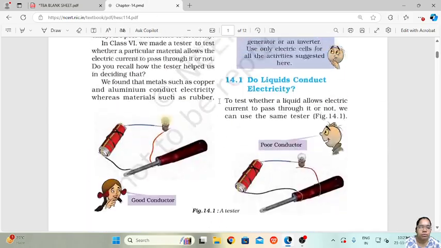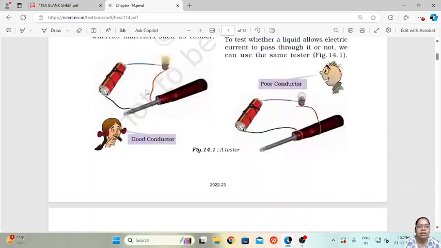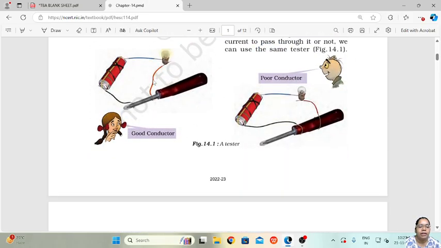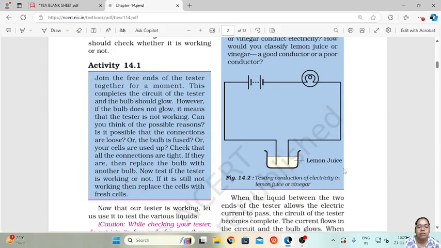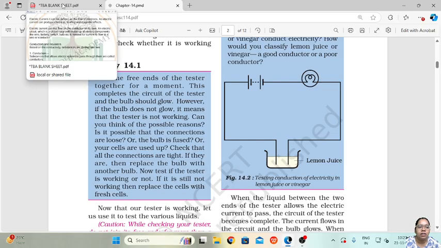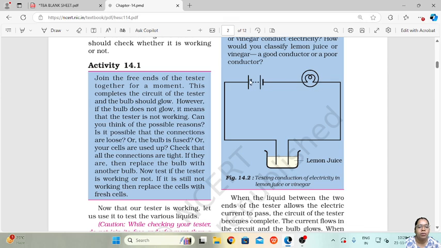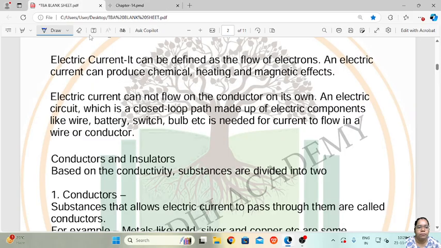So this is an electric circuit, wherein this is the battery source, this is the bulb, this is the wire, and here the switch will be there, that is a key. This electric current flows through the electric circuit so that the bulb glows. From here the power will be reaching the bulb and the bulb will glow.